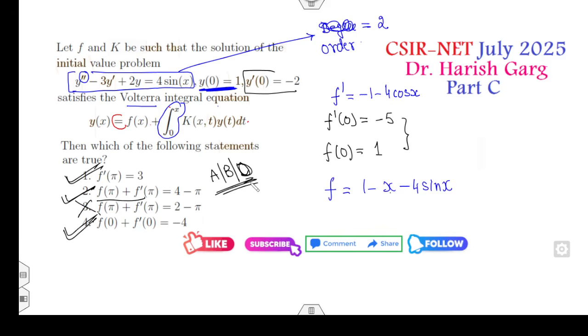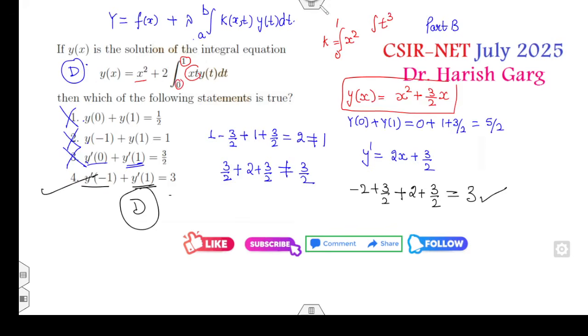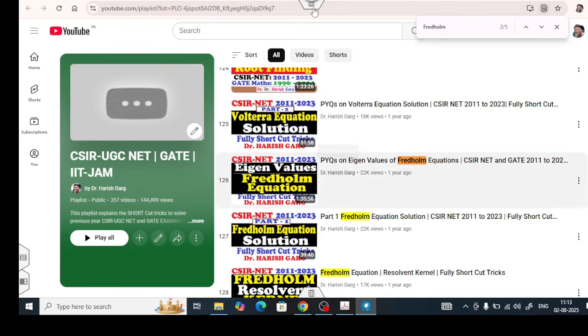So you can see that it's a very simple way how you can solve integral equation questions, but make sure you watch these 4 lectures in a very simple manner.